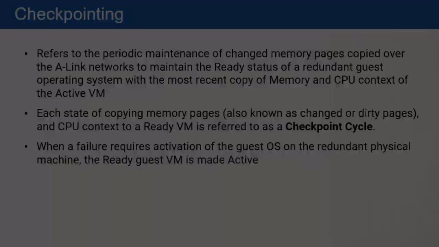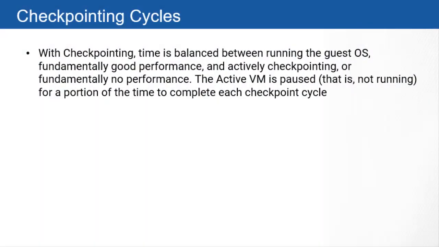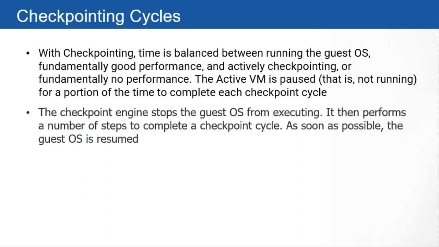active. With checkpointing, time is balanced between running the guest OS, fundamentally good performance, and actively checkpointing, or fundamentally no performance. The active VM is paused, that is, it's not running, for a portion of the time to complete each checkpoint cycle. The checkpoint engine stops the guest OS from executing. It then performs a number of steps to complete a checkpoint cycle. As soon as possible, the guest OS is resumed.